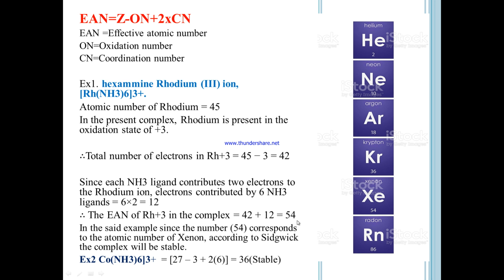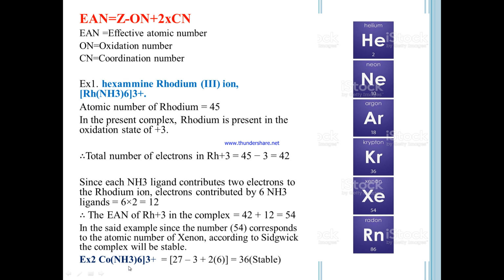So now we can observe that 54 is equal to the atomic number of xenon. You can observe here the xenon, the same atomic number 54. That means the EAN is equal to the atomic number of an inert gas. That is why this complex is treated as a stable complex, because its EAN number is equal to the atomic number of the next higher inert gas.